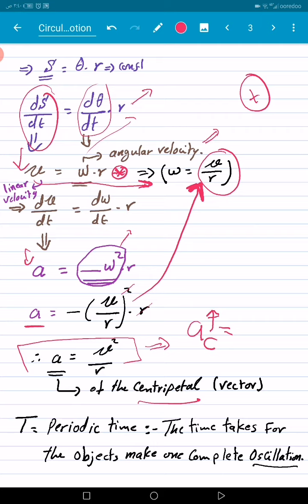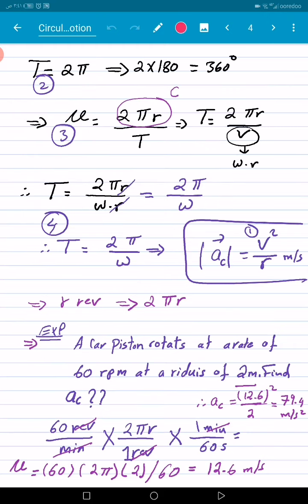What is the meaning of periodic time? It is the time required to complete one full cycle. It is the time it takes for the object to make one oscillation. So what is the meaning of the periodic time t?